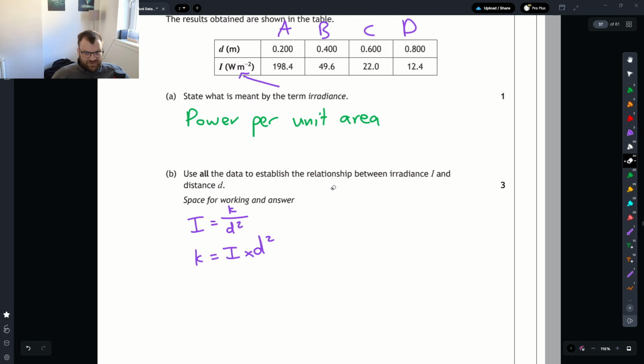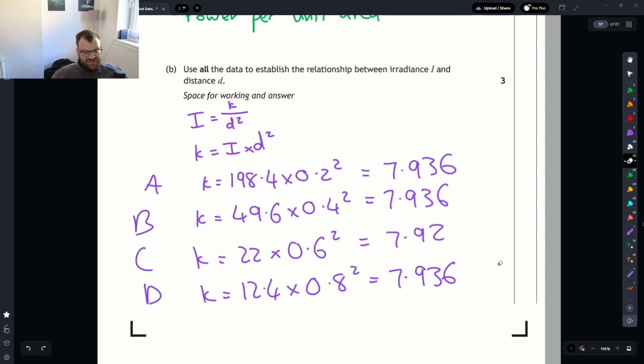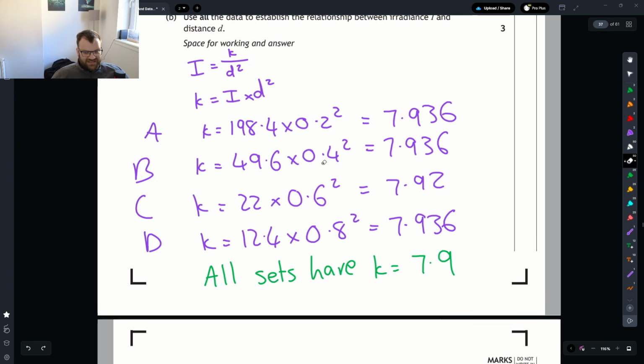So take my time going through them. I'll put in A, B, C, and D's values like so, and then just typing in the calculator, we get our answers here. And they are all pretty much the same. They're very closely related. That means that all sets have the value of K as the same thing, 7.9 to round it. And then that should hopefully be what they're looking for there.